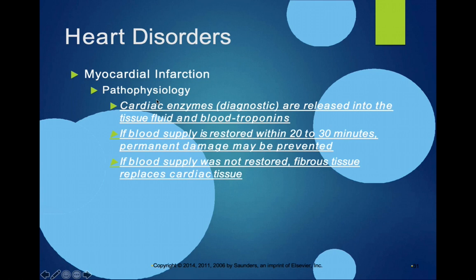In terms of the pathophysiology, there are cardiac enzymes that are diagnostic that are released into the tissue fluid, and blood troponins. If the blood supply is restored within 20 to 30 minutes, the permanent damage can be prevented. If the blood supply is not restored, then the opposite, right? You get fibrous tissue that replaces the cardiac tissue.